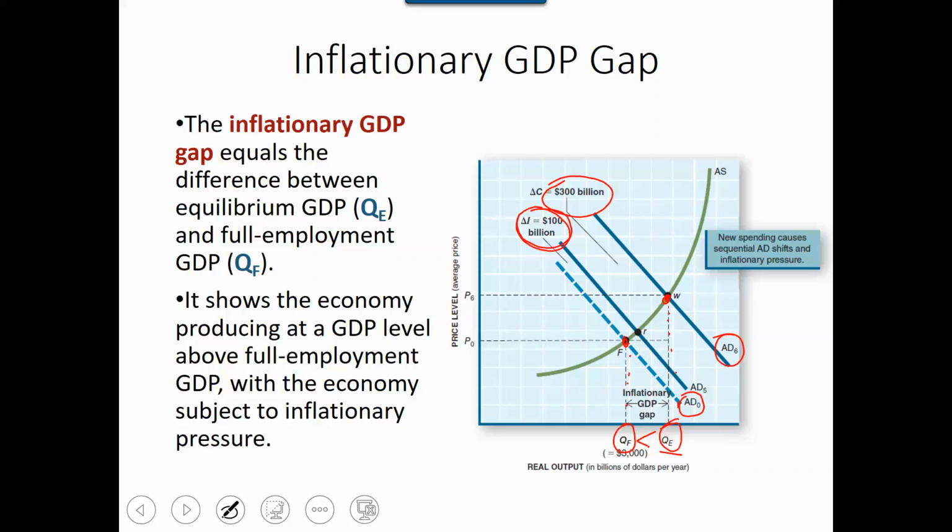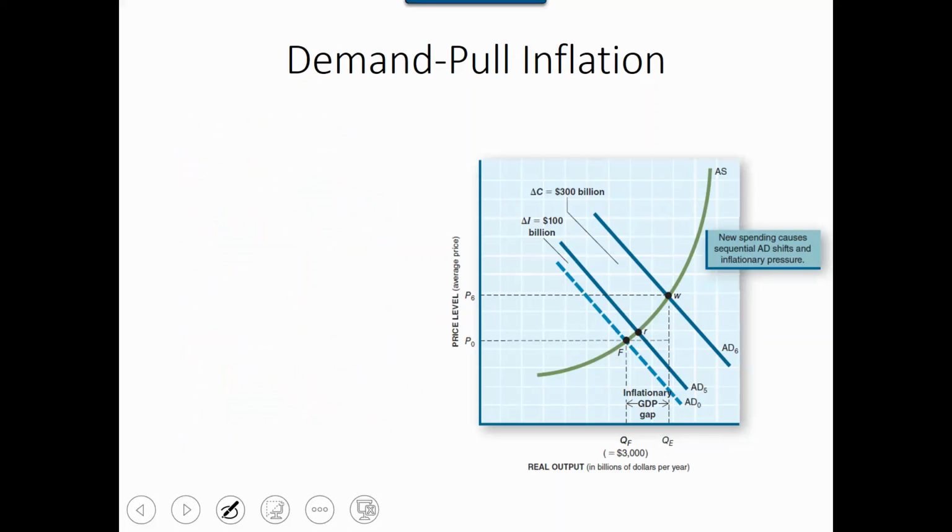If we have the inflationary GDP gap, what you're going to see here is our price level going really high. P0 is an ideal price level, but because of the overheated economy, the price will be pulled up to P6. So what do we call this situation? The price increases, yes, we increase the inflation. So we call it demand-pull inflation.